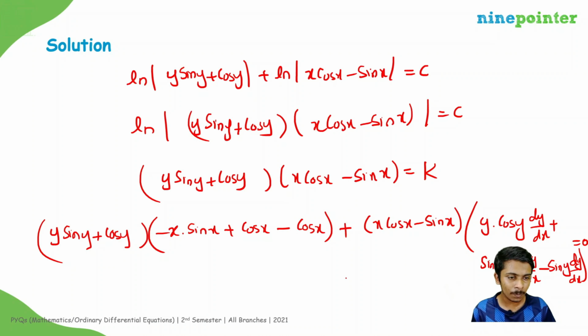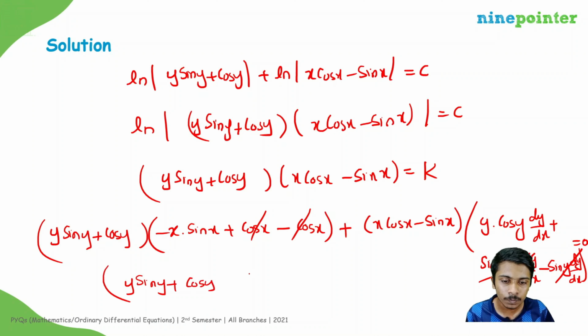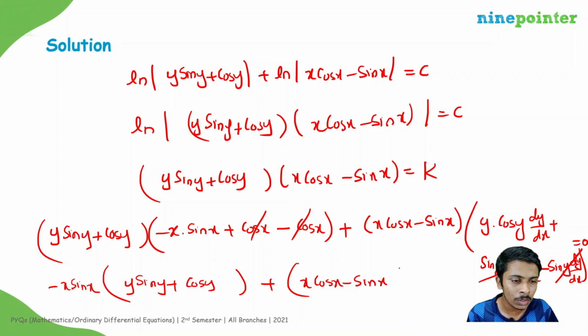This is our expression. Now you can see that this cos x and minus cos x get cancelled, and the sin y dy by dx and minus sin y dy by dx get cancelled. So we have a simple nice form: y sin y plus cos y into minus x sin x, then plus x cos x minus sin x into y cos y dy by dx, that is equal to 0.